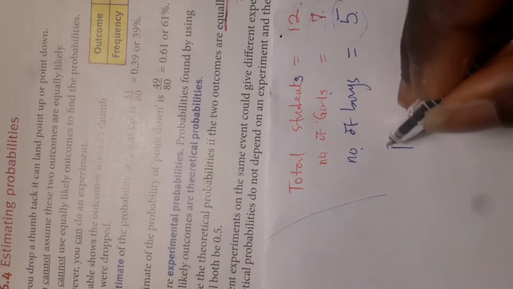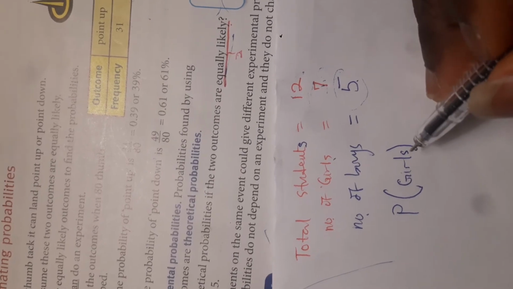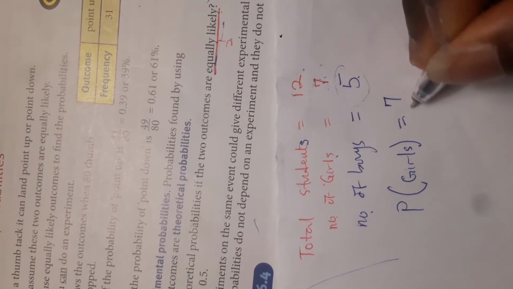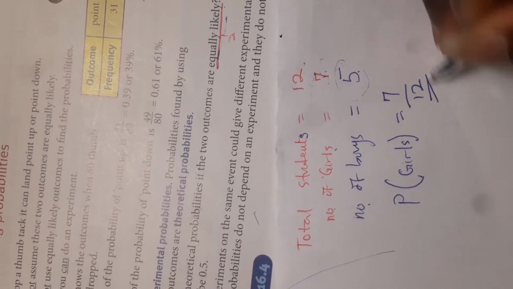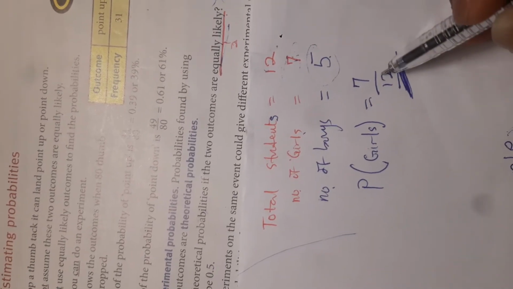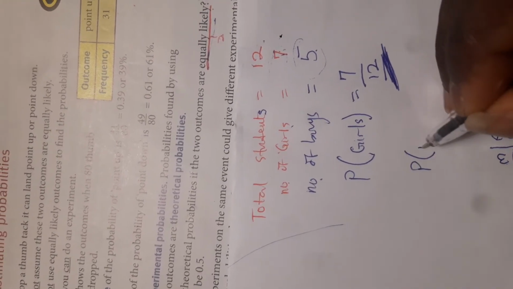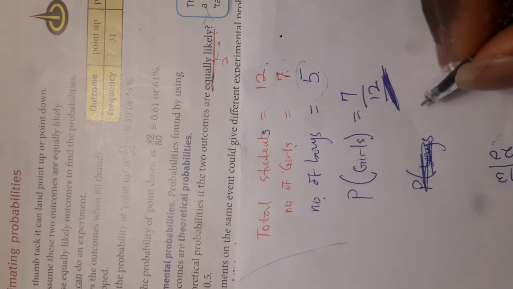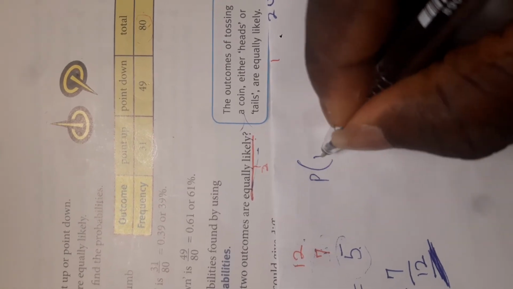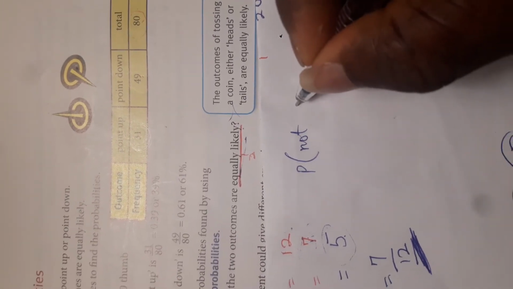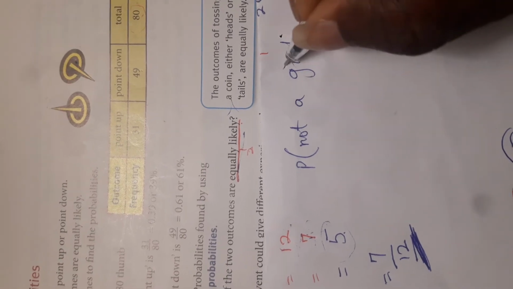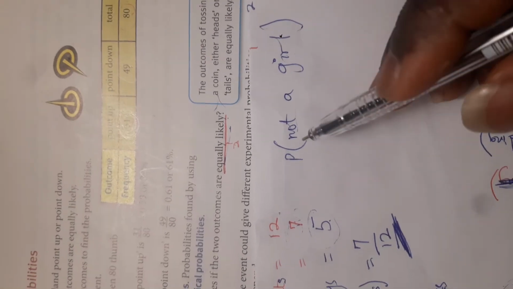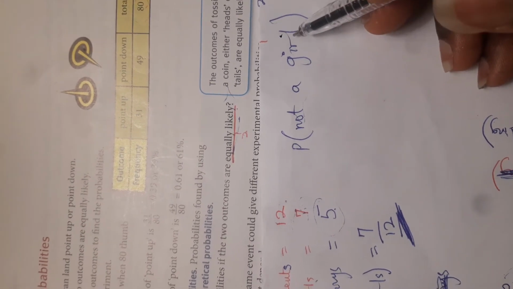If I ask you to find the probability of girls, it simply means that girls here is 7. I have 7 over 12. Now this is the simplest form. Probability of girls. Now if I ask you to find the probability that it's not a girl, it means it's a boy. Okay, if I ask you to find the probability that it's not a girl, it means it will be a boy.